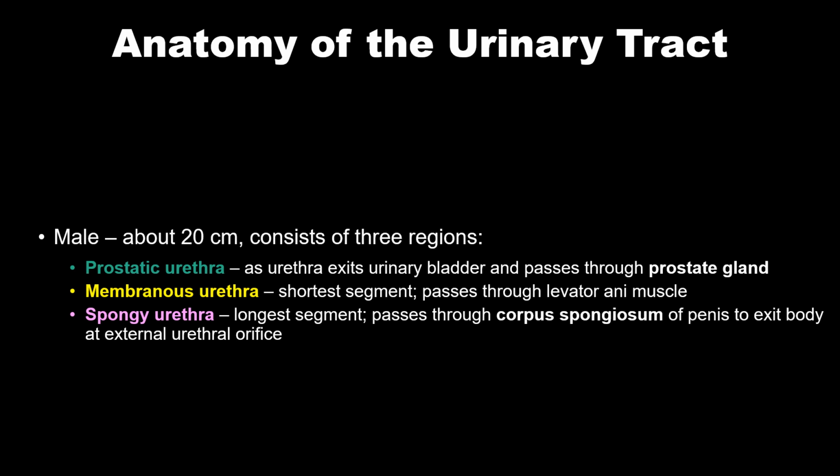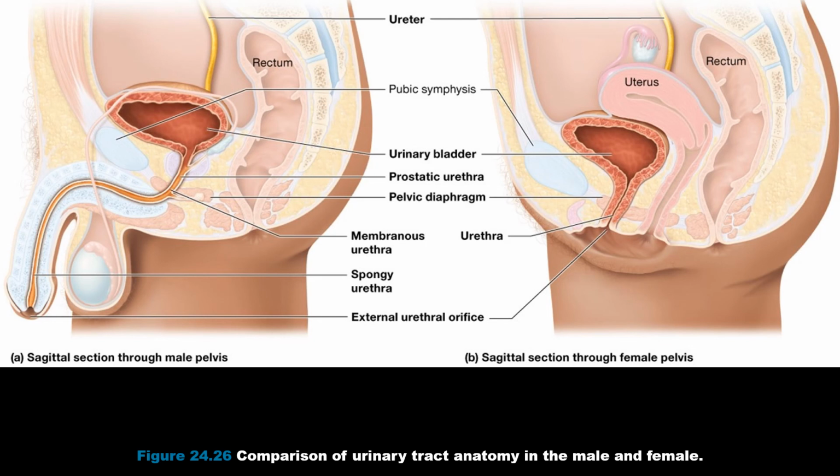And the location of the male urethra allows it to serve a dual purpose. It transports both urine and semen. We'll talk about that when we get to the reproductive chapter. But here you can see the different regions. You see females only have a urethra. It exits the bladder and exits the body. The urine exits the body.